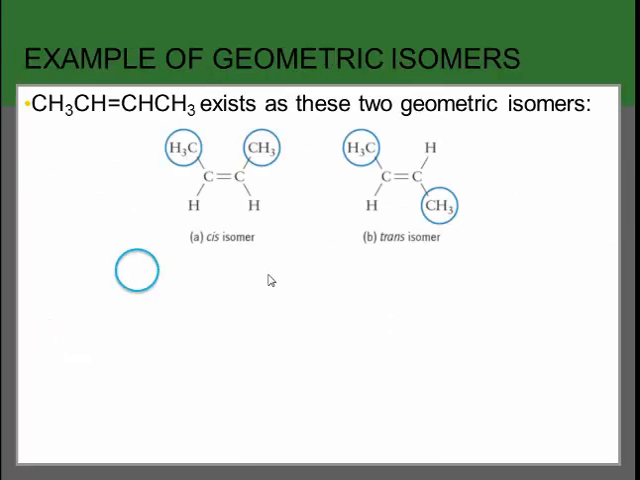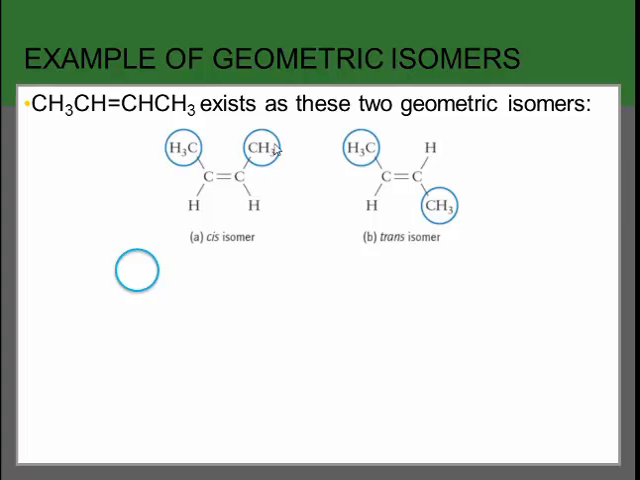So some examples of geometric isomers. Here's a 4-carbon alkene. It can exist as these 2 geometric isomers. The cis isomer: if we draw a line through and parallel to the double bond, we see the methyl groups, or the carbon groups, are above that line. They're on the same side of that line. It's called the cis isomer. In the other, a line through and parallel to the double bond has the methyl groups on opposite sides. That's called the trans isomer.